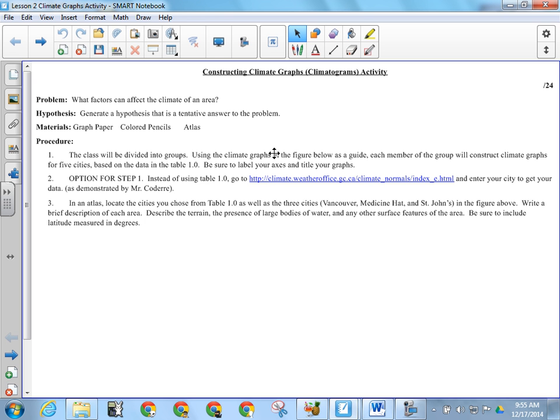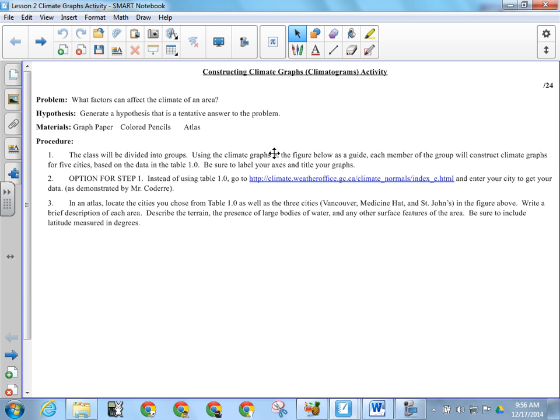I mean, the first day or so is just going to be building the climate graphs. And then it takes quite a bit of talking it over with your group to decide, do these ones go together or don't they go together? That kind of thing. So that's the first part, building the climate graphs.